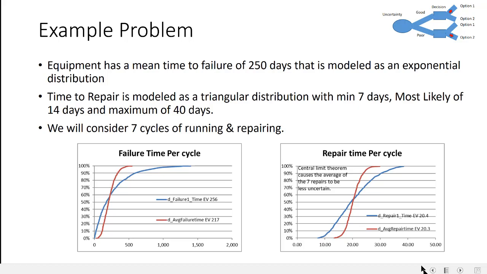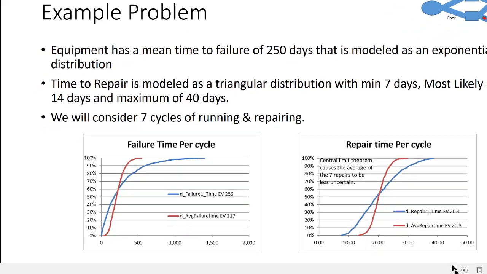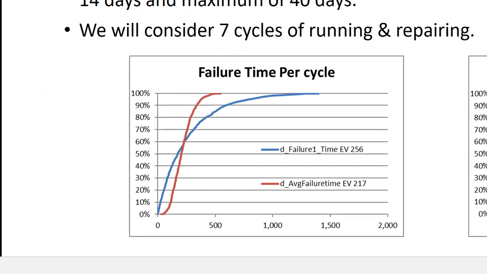So these two graphics, the one on the left shows the failure time per cycle. The blue line shows that the average failure time is 217 days. And it's not normally distributed. It's got this tail on it. But when I average the 7 cycles, it starts to look more like a normal distribution in the red line.